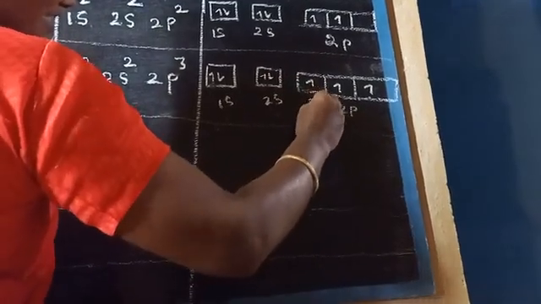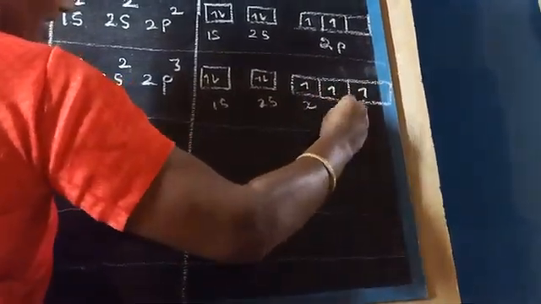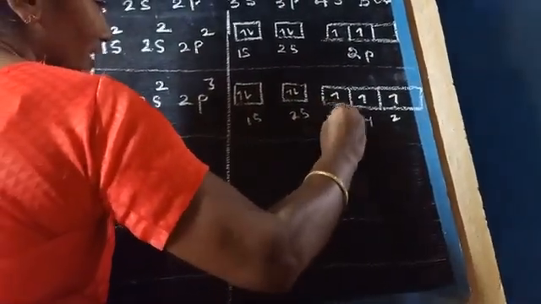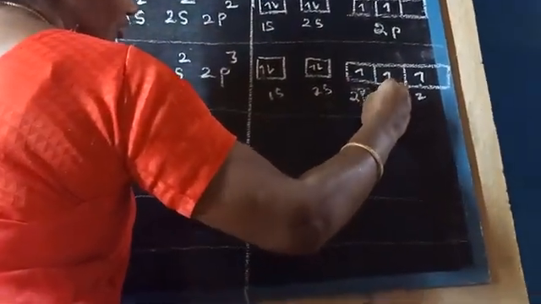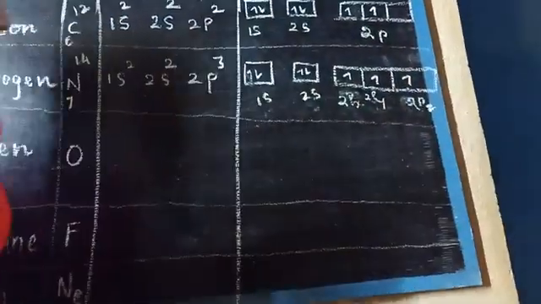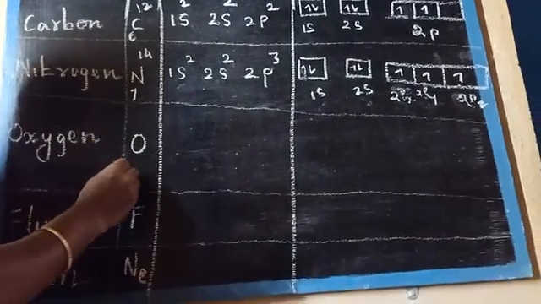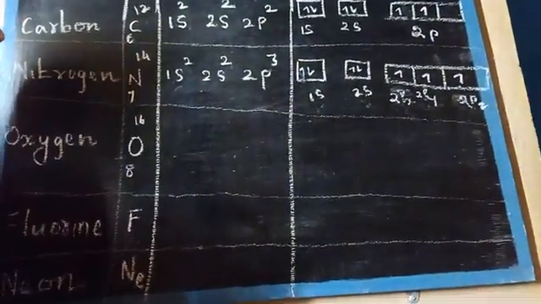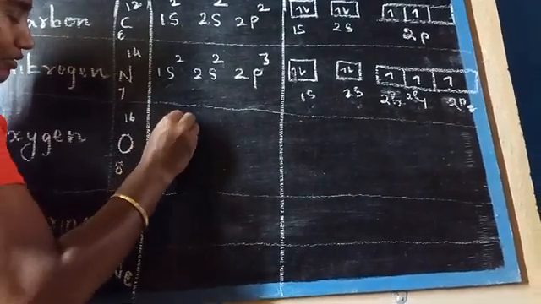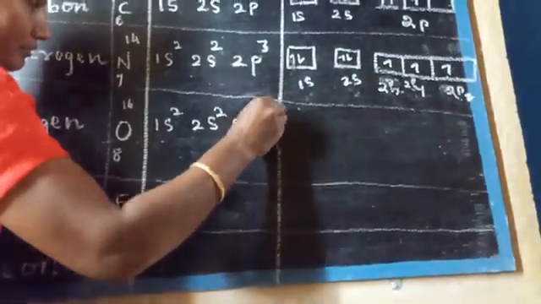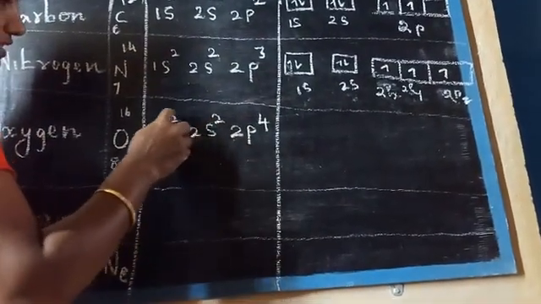This one x axis, this one y axis, z axis. So write like this: 2px, 2py, and here 2pz. That's all. Okay, so next oxygen 8, mass number 16. Write the electronic configuration: 1s2, 2s2, 2p4. 4 plus 2 6, 6 plus 2 8.